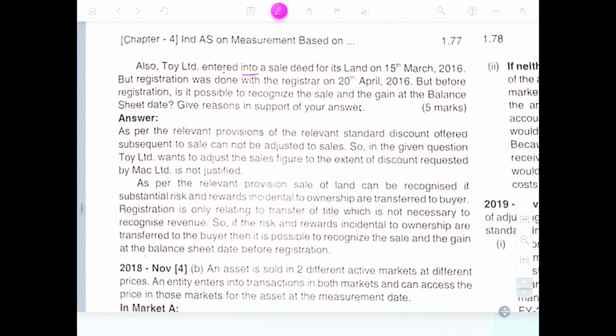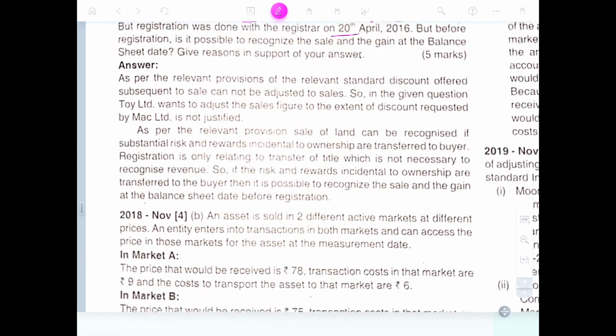Also, Toy entered into a sale deed for office land on 15th March, but registration was done on 20th April. Before the registration, is it possible to recognize the sale and the gain in the balance sheet? Give reasons to support your answer.